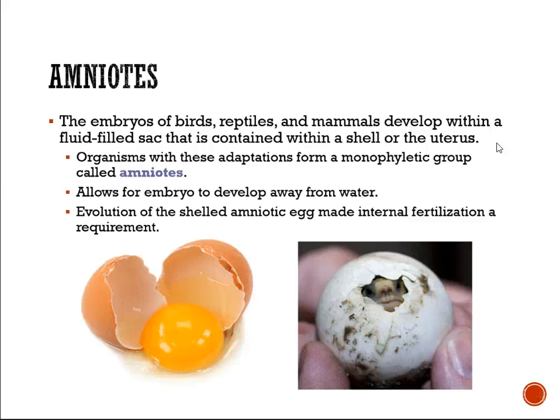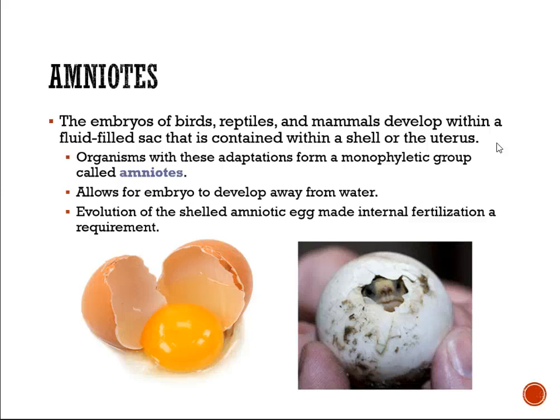Now, amphibians and fish have membranes that enclose the offspring, but they're not shells, right? And they certainly aren't the uterus, which we'll come to later. The big deal about this is the one thing, besides lungs, lungs would be really important. This is the one thing that allows embryos to develop away from the water. And so this is what gives you terrestrial organisms, okay?